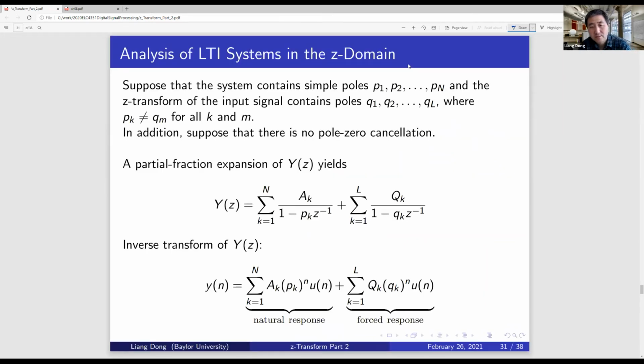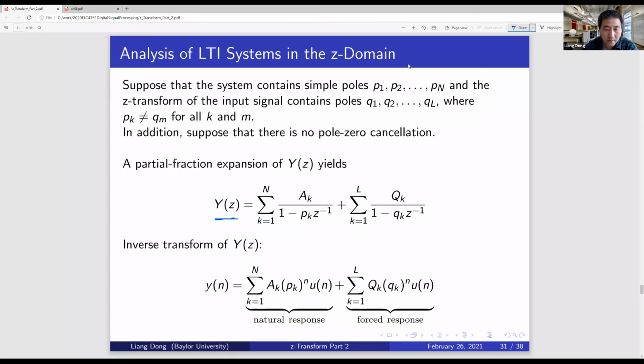Suppose that the system contains simple poles p1, p2, all the way to pN, N poles. And the Z transform of the input signal contains poles q1, q2 to qL, where all these poles are distinct. In addition, suppose that there is no zero-pole cancellation. So we leave all these coefficients, the polynomials, intact. There's no cancellation. Doing a partial fraction expansion on Y(z) will yield something like that, because I know what the poles are, the p's and q's.